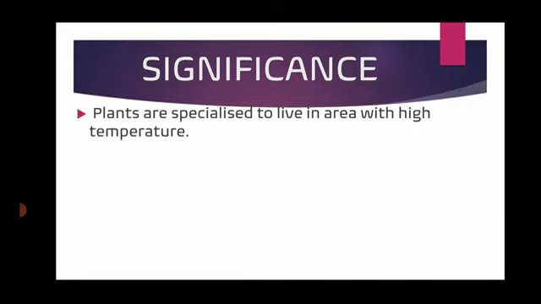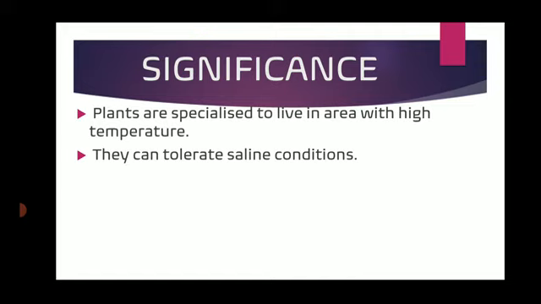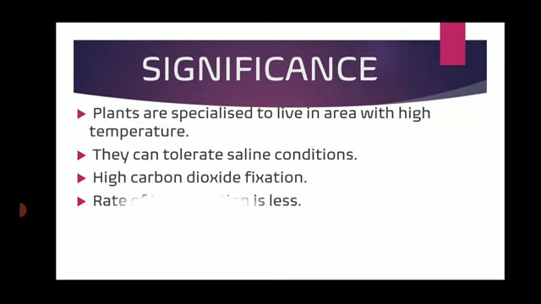So why is the C4 cycle important? The plants which carry out the C4 cycle live in areas with high temperature. These plants can tolerate very high saline conditions, and even with high temperature and higher saline conditions, they are still able to fix carbon dioxide. Next is high carbon dioxide fixation. If we compare these plants with C3 plants, we notice that their carbon dioxide fixation is higher.